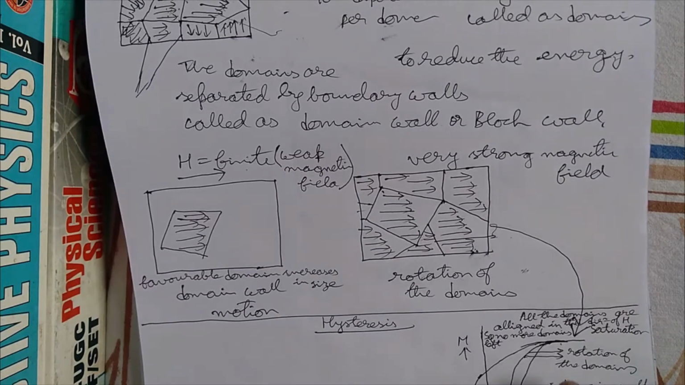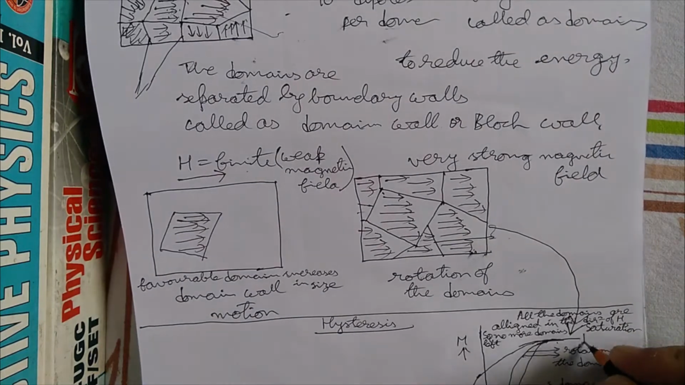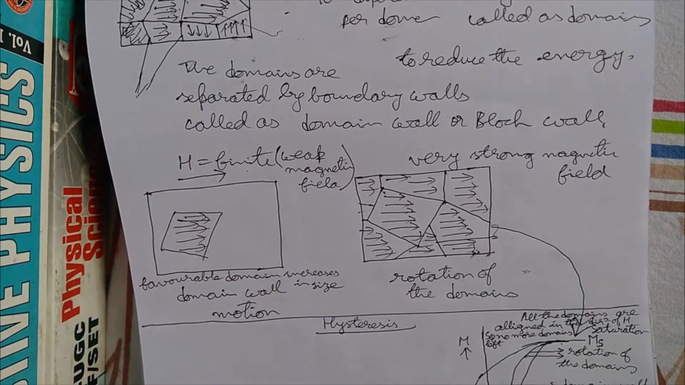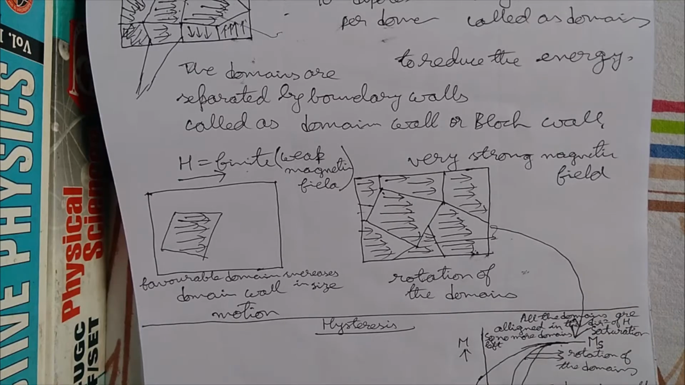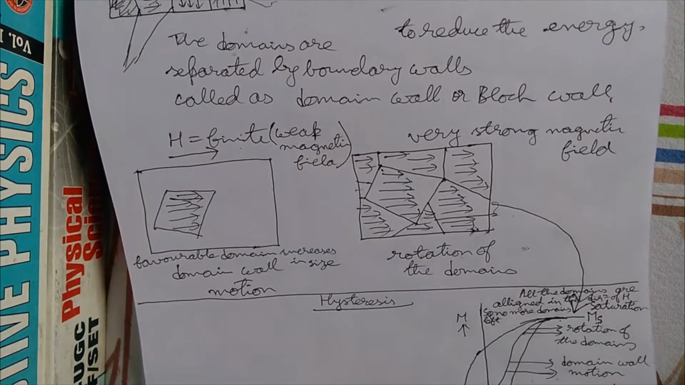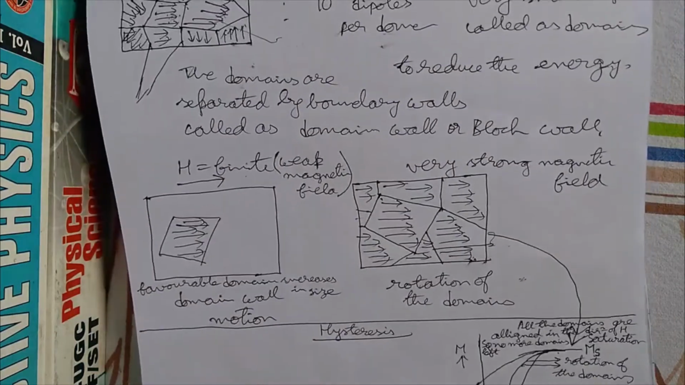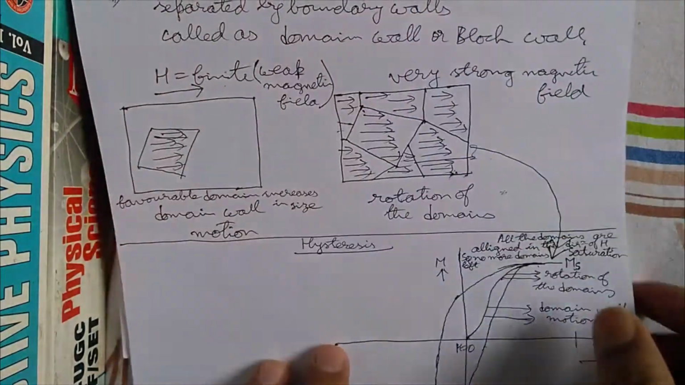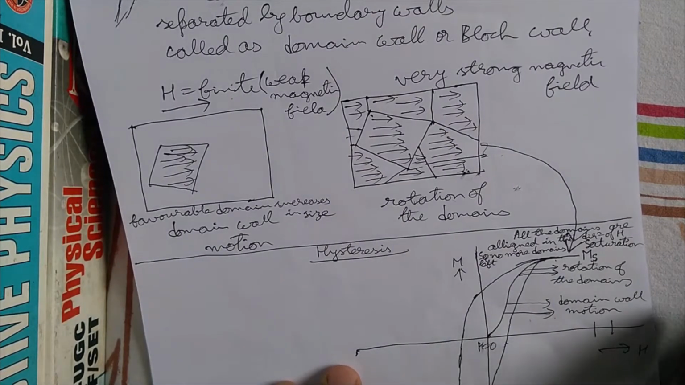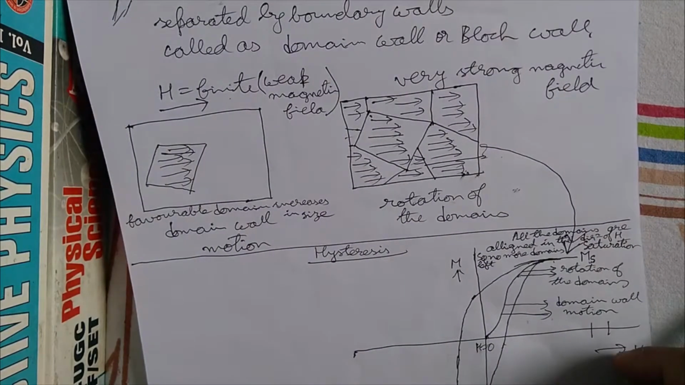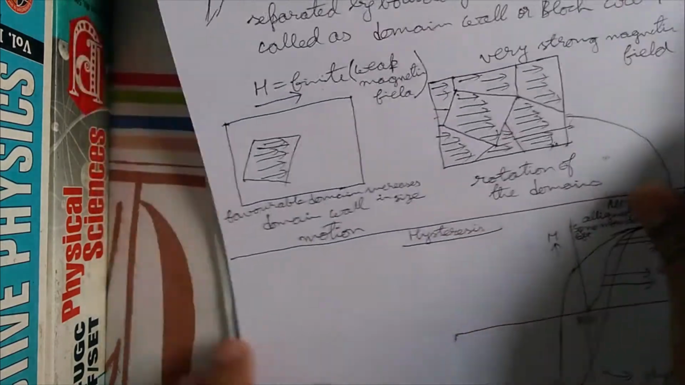So this is called saturation. This is denoted as Ms, saturation magnetization. What is saturation magnetization? It is the value of the magnetization after which, if you increase the field, the magnetization doesn't increase more. That is called the saturation magnetization.